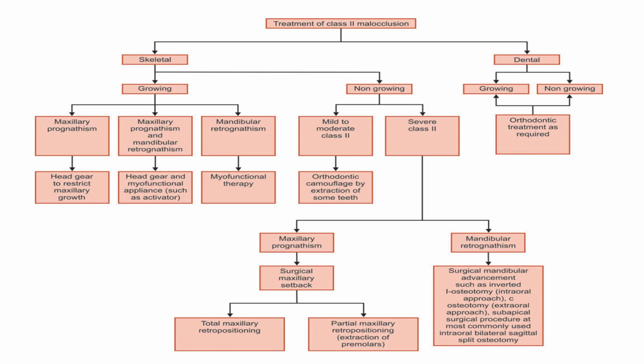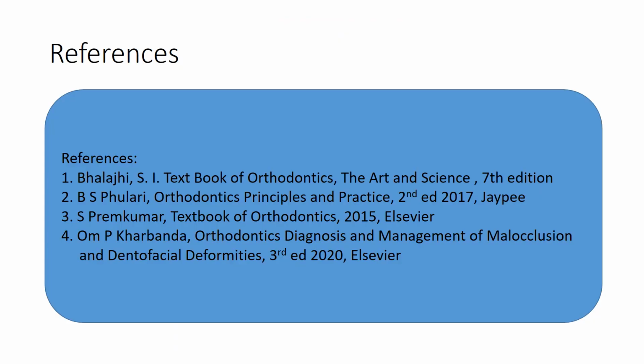Okay, in a severe class 2 skeletal pattern, we will need to do a surgical correction, and again the type of surgical correction, whether single arch or bi-arch surgery, will depend on the nature of the skeletal problem, whether it is the maxilla, the mandible, or a combination of both. Okay, thank you.